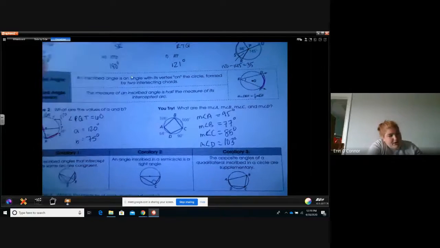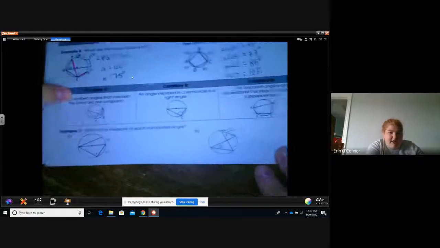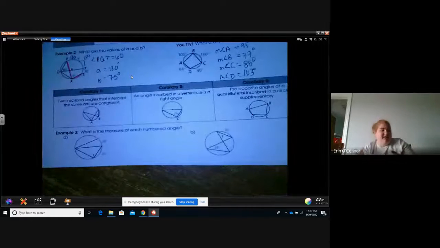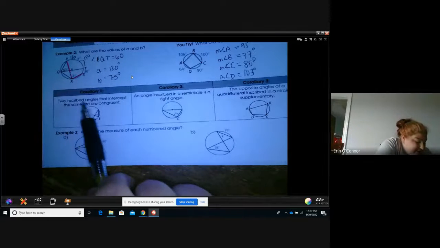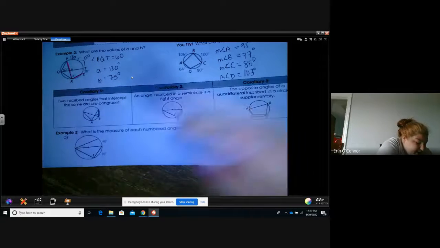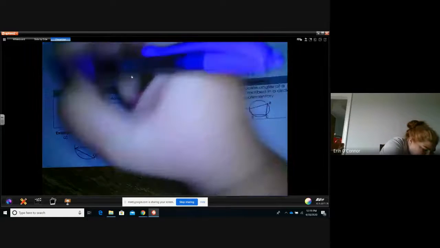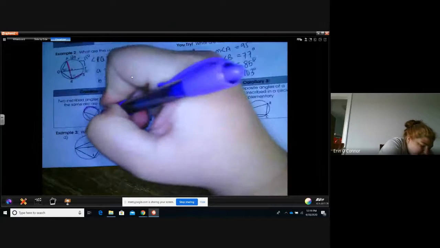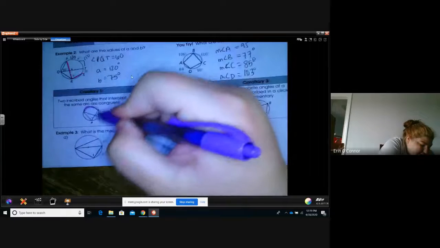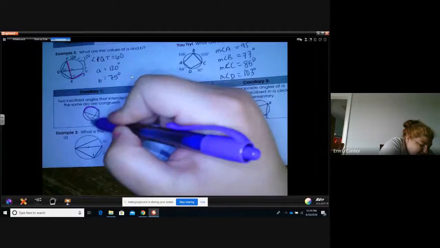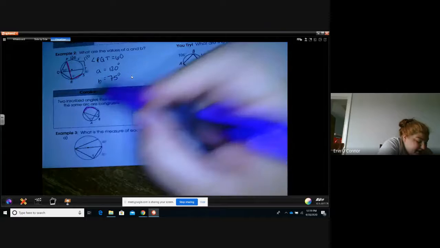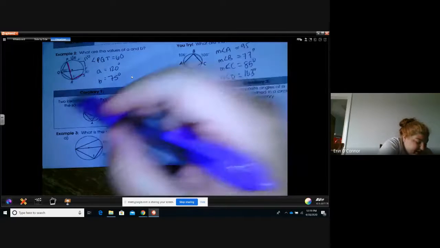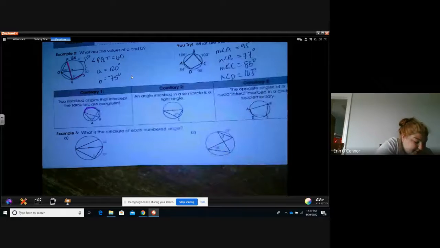All right. So since we know this, we have some corollaries. Corollaries mean thus, this is what's happening. So, two inscribed angles that intercept the same arc. So if this is my arc right here, angle B intercepts that, and angle A also intercepts that. They are going to be congruent because they both have the same arc.